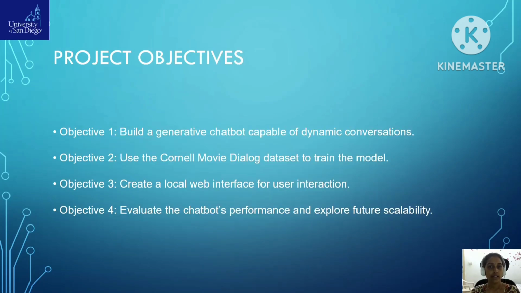So the project had several objectives. First, I aimed to develop a generative chatbot that could generate responses dynamically rather than relying on predefined answers. Second, I used the Cornell movie dialogue dataset to train this chatbot. Additionally, I built a simple web interface to allow real-time interaction with the users. Finally, I aim to evaluate the chatbot's performance and identify areas for future improvements and scalability.